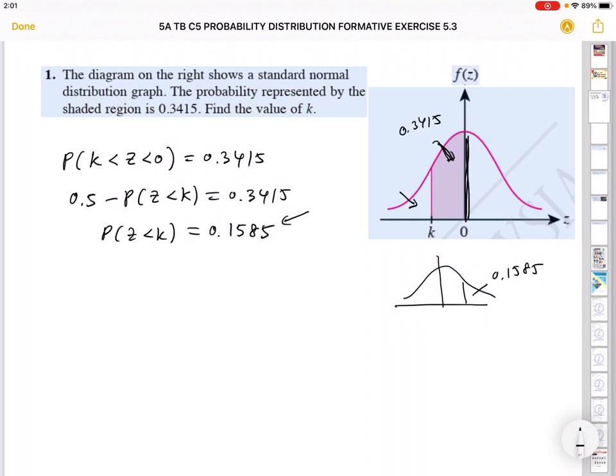So we can see that this is on the right hand side, and your k value you have to find backwards from the mathematical table. I got 1.001. This is your z value on the right hand side. However, this k is on the left, so you need to flip it over. When you flip it over, this is still 0.1585, but the z value here will be negative. So in this case, your k value should be negative 1.001, as k is on the left hand side of 0. Okay, this question we're done.